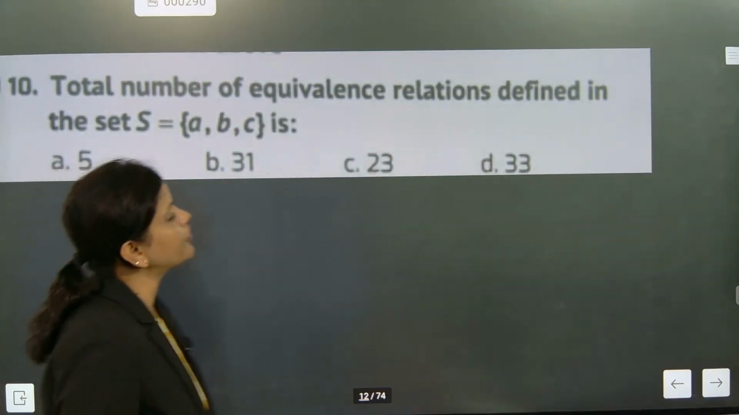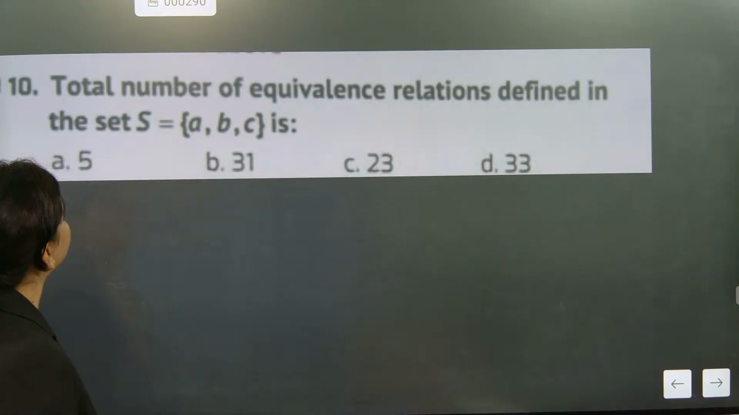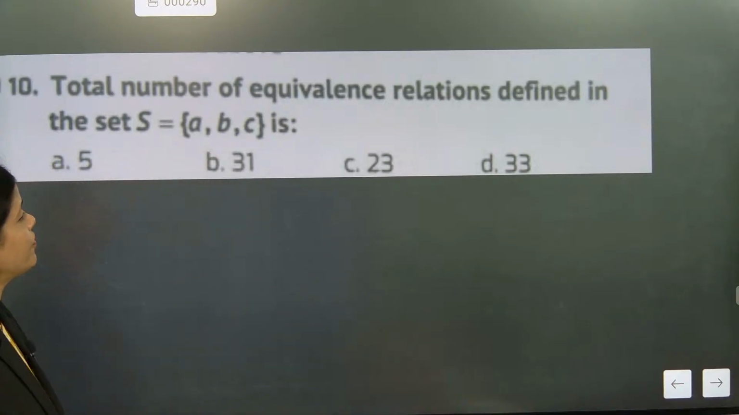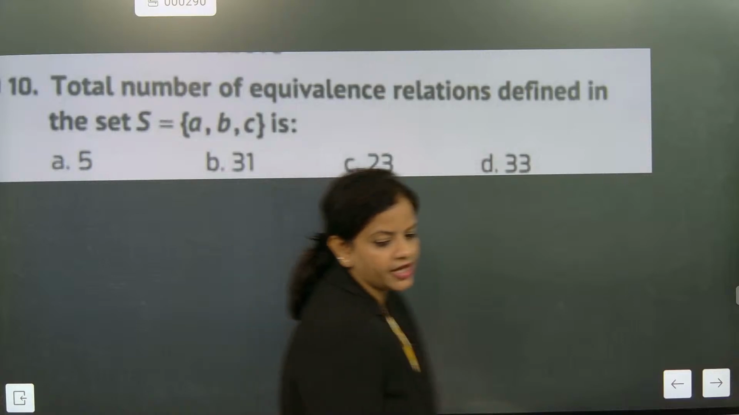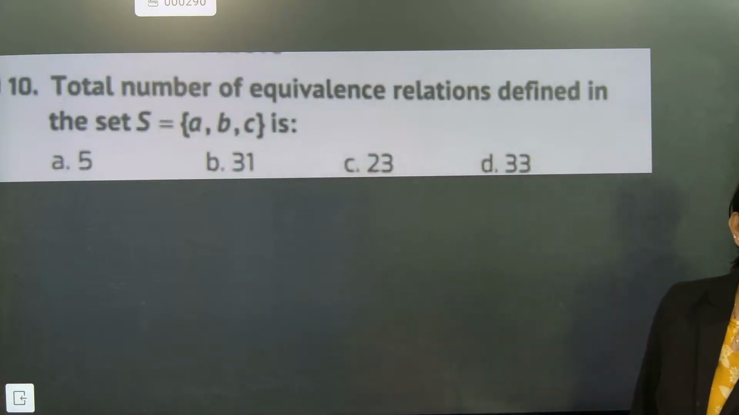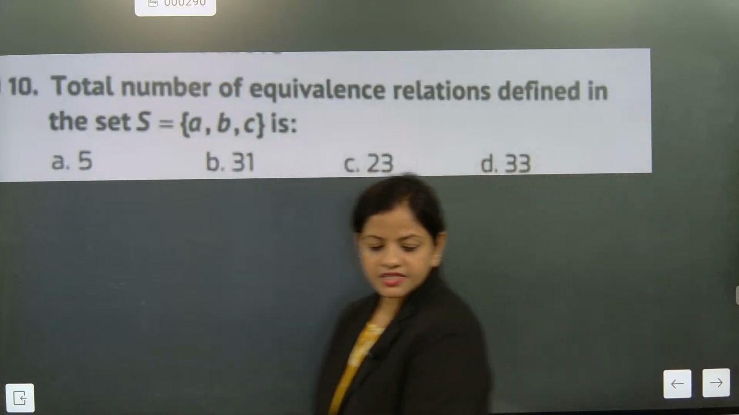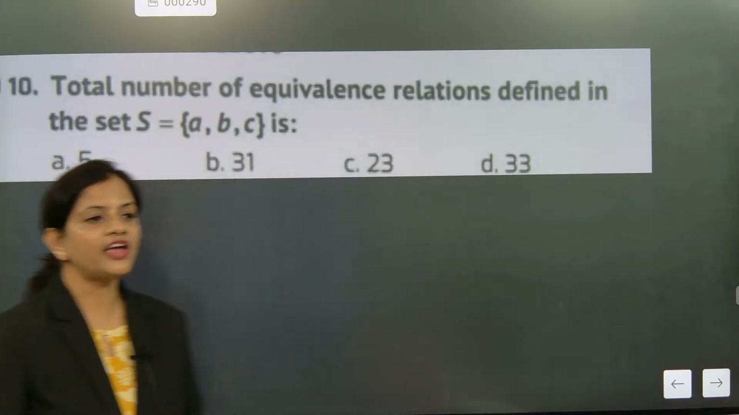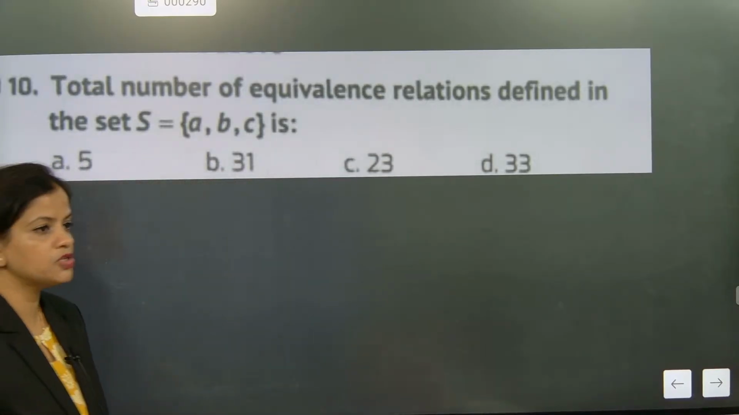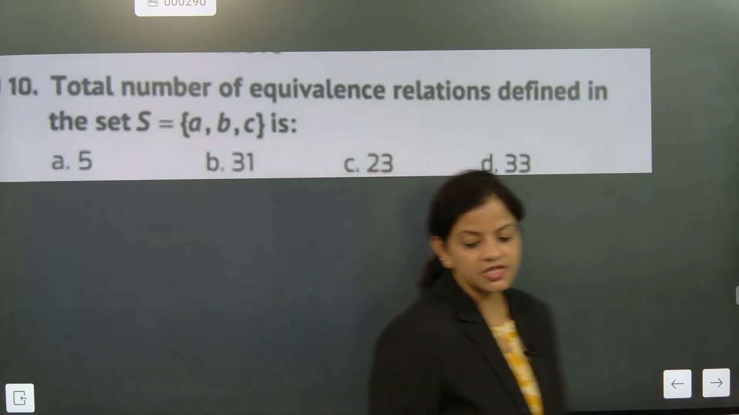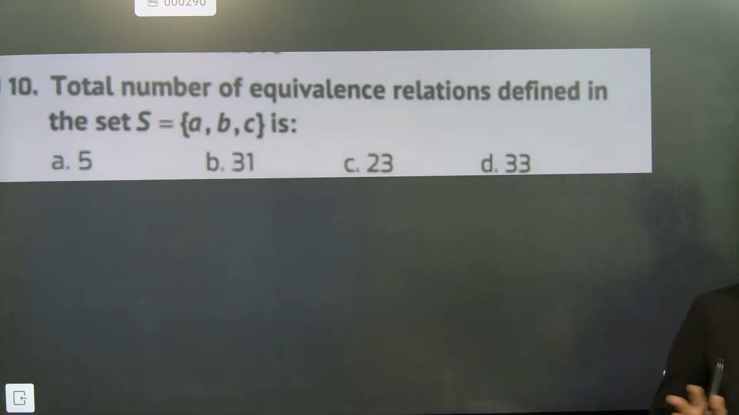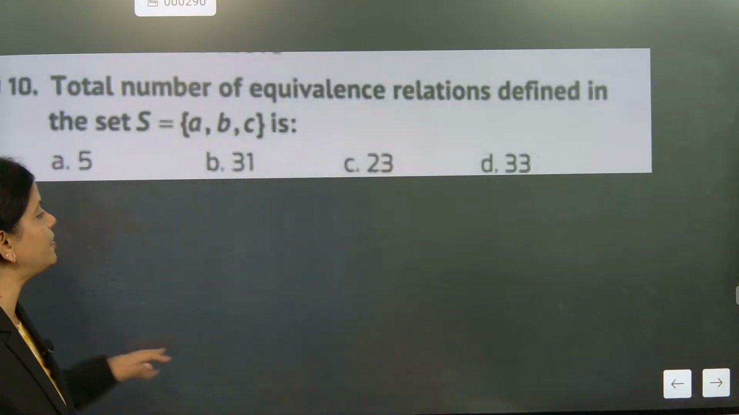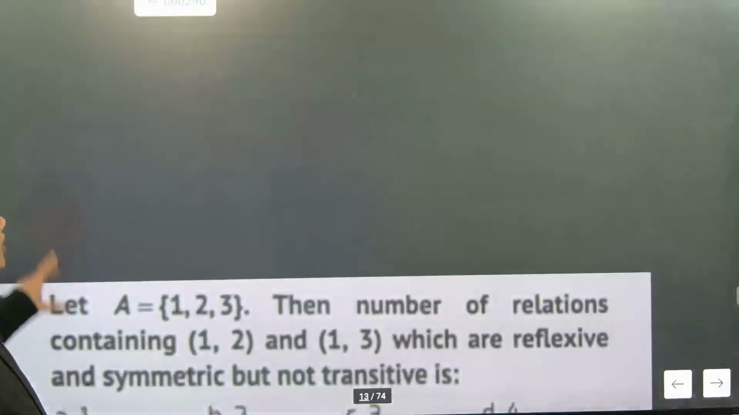The total number of equivalence relations. Come on, find it. The total number of equivalence relations defined in the set A, B, C. Wrong. A set is having 3 elements. How many equivalence relations are possible? 5. Maximum 5 relations are possible. The total number of equivalence relations, if a set is having 3 elements, how many relations possible? 5 only. We'll go for the next question.